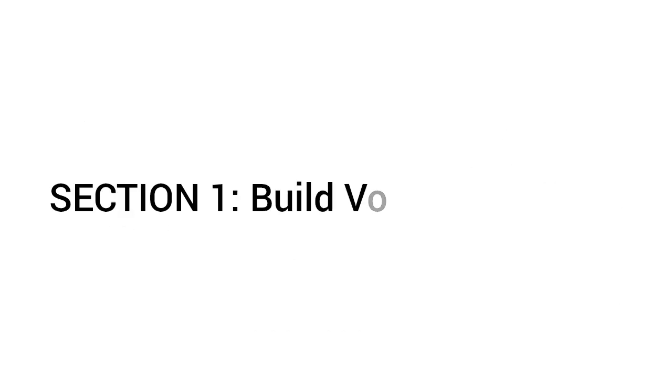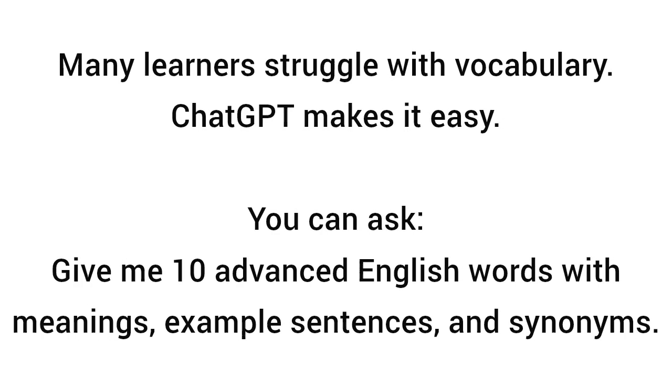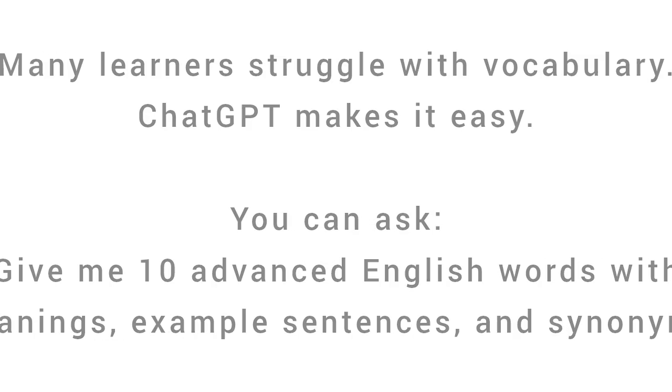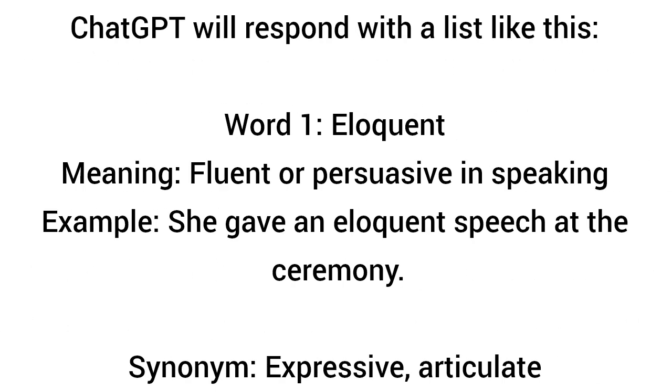Section 1, Build Vocabulary Daily. Many learners struggle with vocabulary. ChatGPT makes it easy. You can ask, give me 10 advanced English words with meanings, example sentences, and synonyms. ChatGPT will respond with a list like this. Word 1, eloquent, meaning fluent or persuasive in speaking. Example, she gave an eloquent speech at the ceremony. Synonym, expressive, articulate.